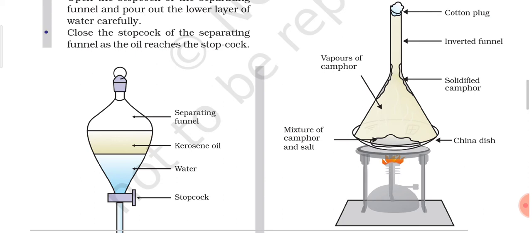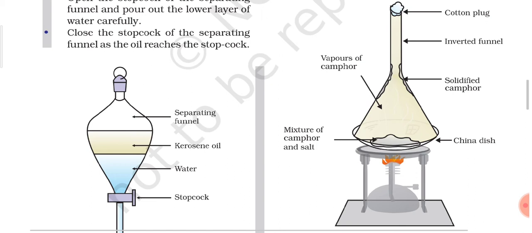So when you start providing heat with the help of a burner to this mixture of camphor and salt, you will find that camphor, as it is sublime in nature, directly forms vapors, and these vapors, when they reach the upper part, which is the stem of the funnel, as there the temperature is lower, these vapors of camphor again solidify, and that is why you can see that towards the stem of the funnel solidified camphor is mentioned.